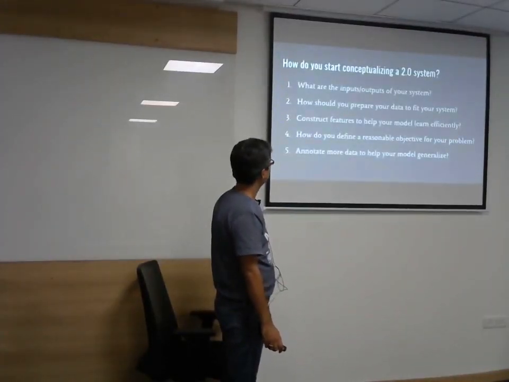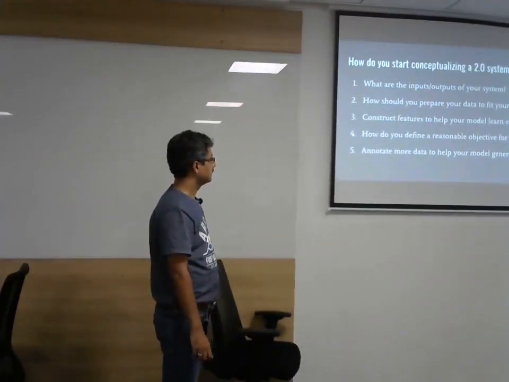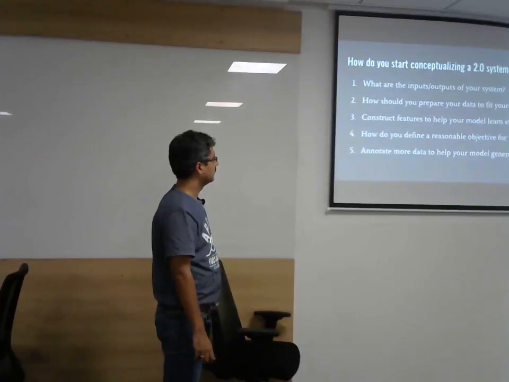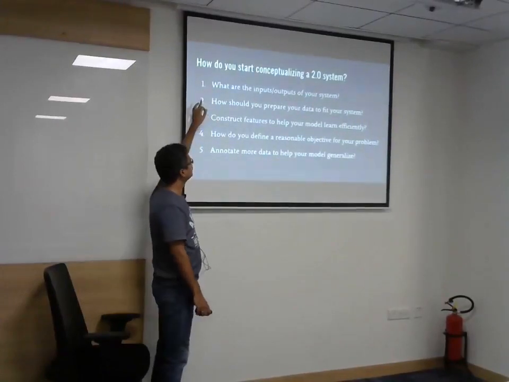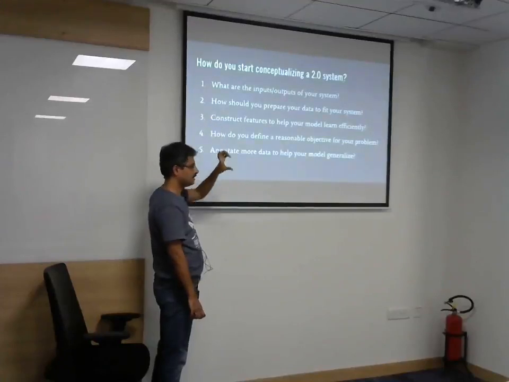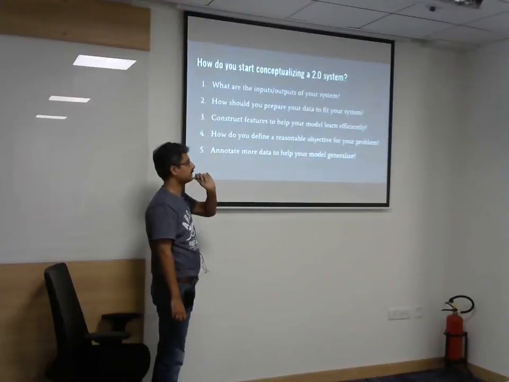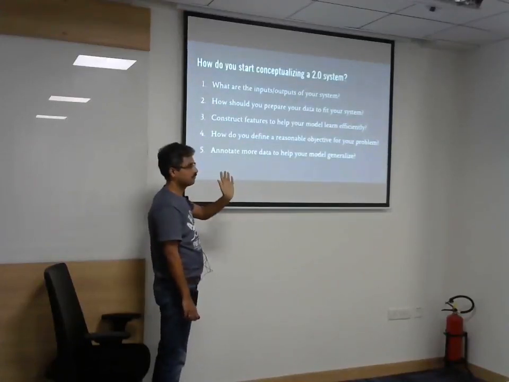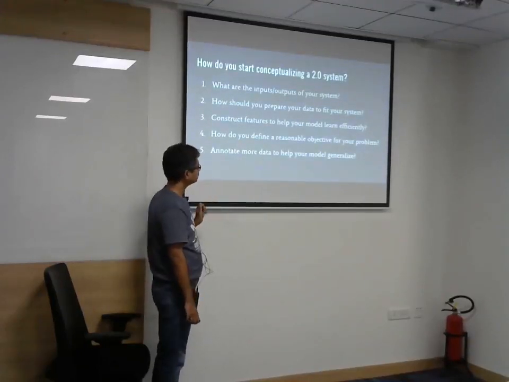Okay, let me skip. So, again, I think this just repeats what I've been talking. When we try to build a system, what are the inputs and outputs of it? How should you prepare data, clean it, transform it, figure out what the right X and Y is, construct features to help your model work. Features are some transformations of X's that we feed into the model to help it learn, but we can talk about what features to let it compute by itself versus what features you provide initially.